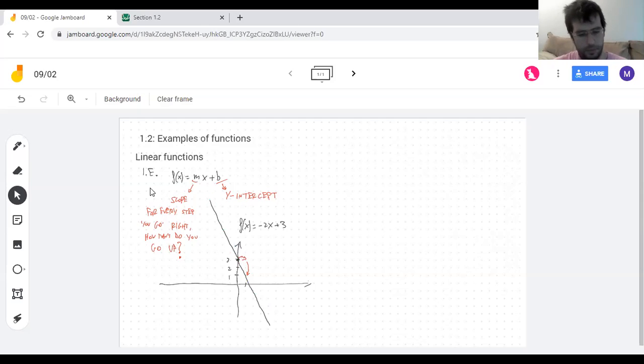Or, if you want to plot a line, just find 2 points on it by taking two x values and plugging them in, and then draw the straight line between them.